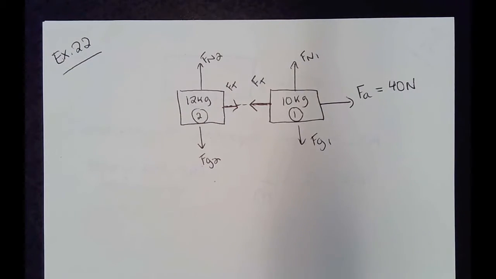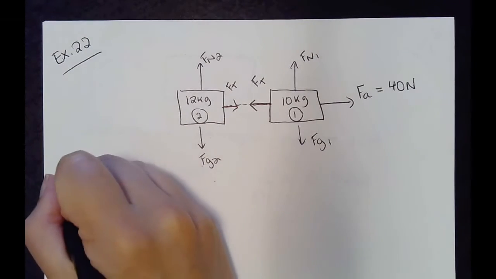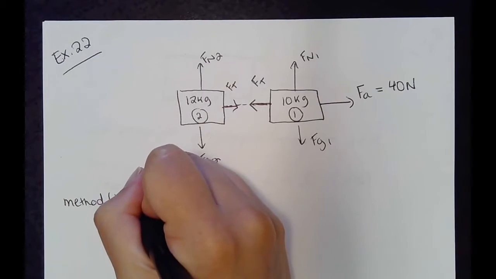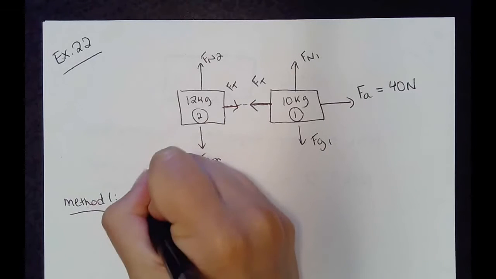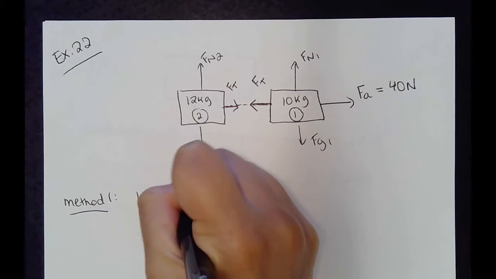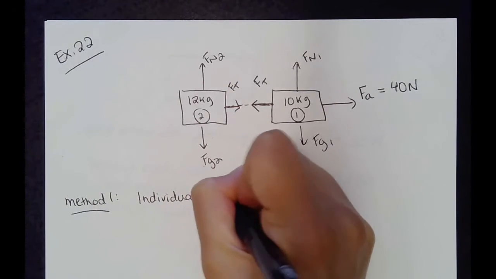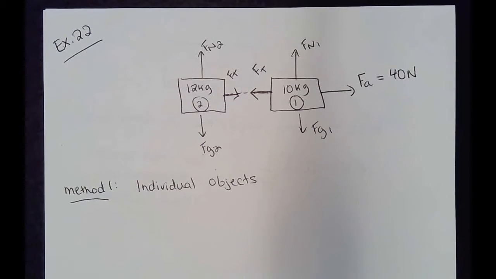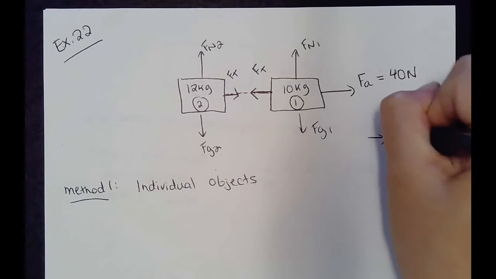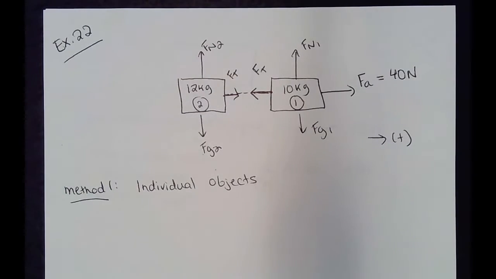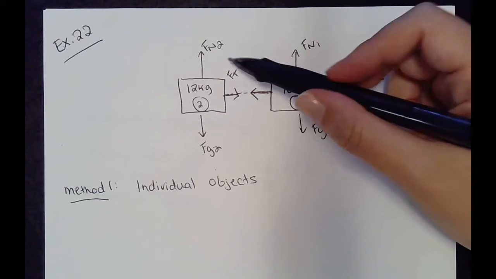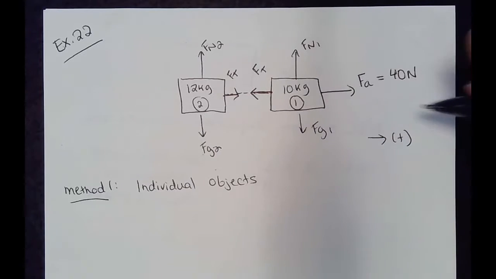I'm going to show you how to do this two ways. So method 1 is the individual objects approach. In this method, I'm going to write out the F-net equation for each object. So we know the objects are accelerating to the right. That is our positive direction anyway. And also, the forces are balanced for each object in the y direction, so I'm only interested in the x direction here.